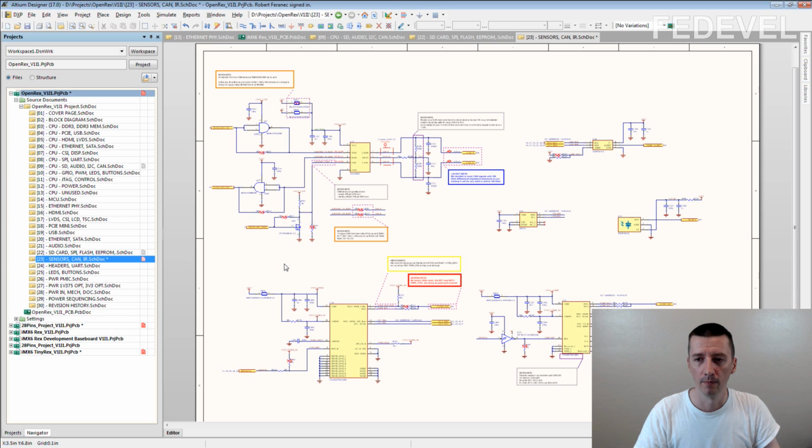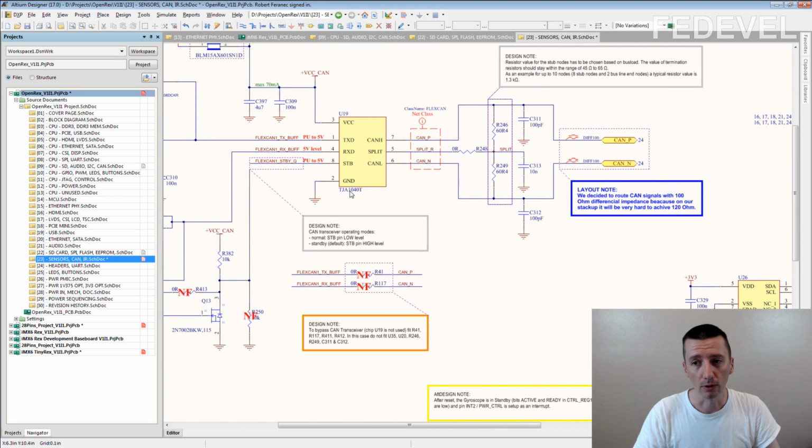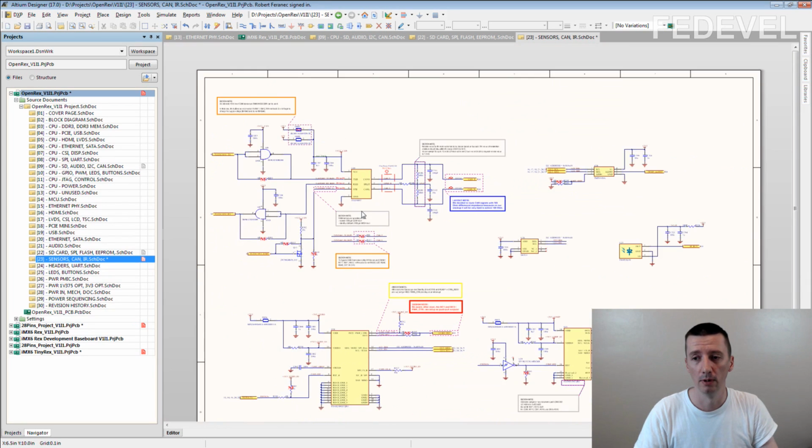If I need to understand what is on the schematic, I have to go and have a look at each chip, search for the chip on the internet, read the data sheet, and then I will understand what the chip is about.